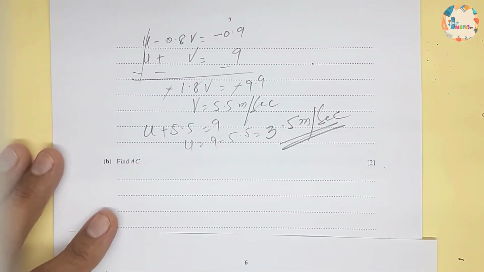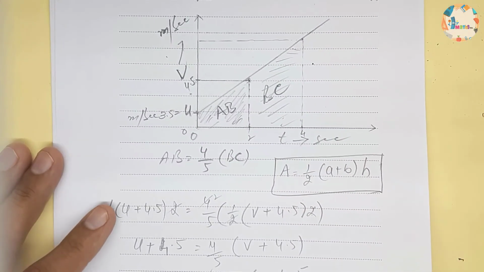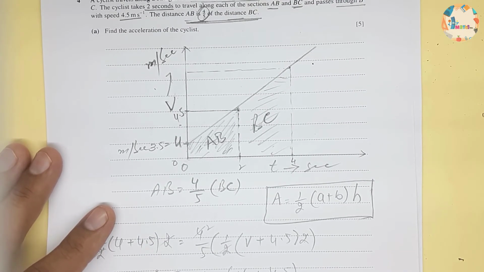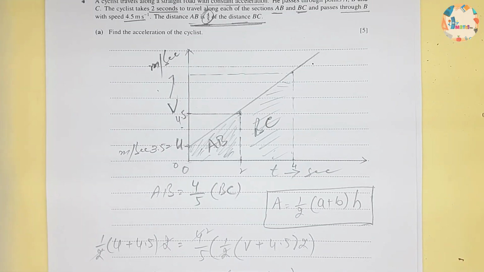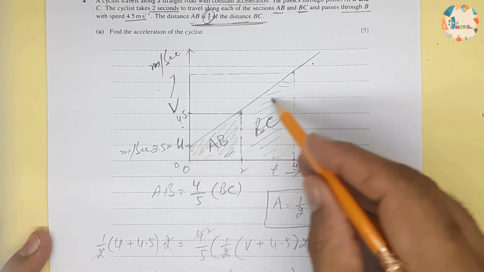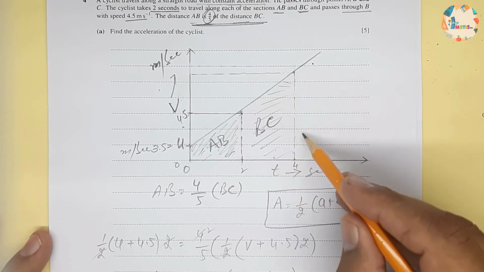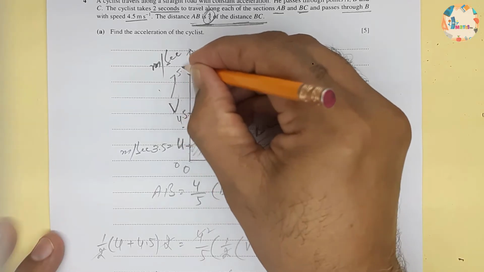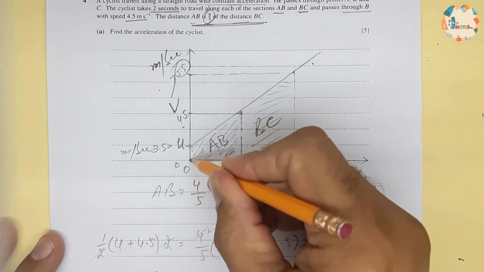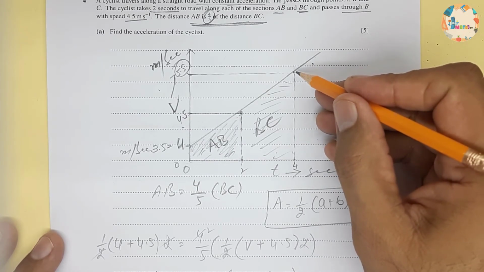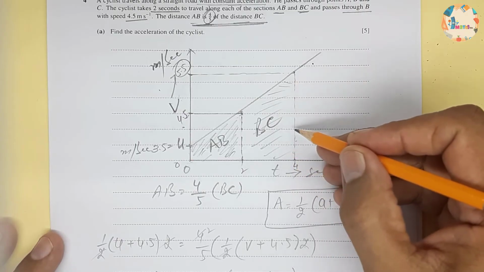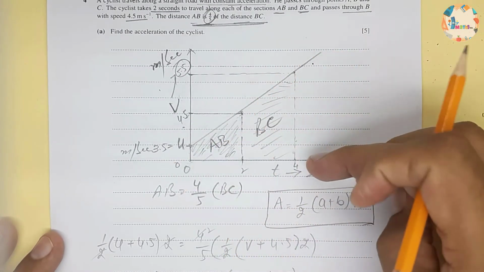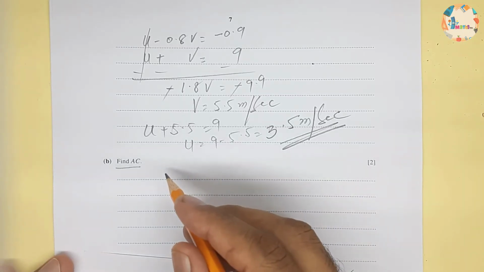Now the next thing they are asking in part B is find AC, and AC is what? AC is basically the whole distance from A to C. For that AC distance, we will be checking the complete distance under this trapezium. We can take a bigger trapezium, now that we have this V value as well, which is 5.5, and this value is 0. So A will be our u value, which is 3.5, and B will be 5.5, and height will be 4. So we will find the area of the trapezium.